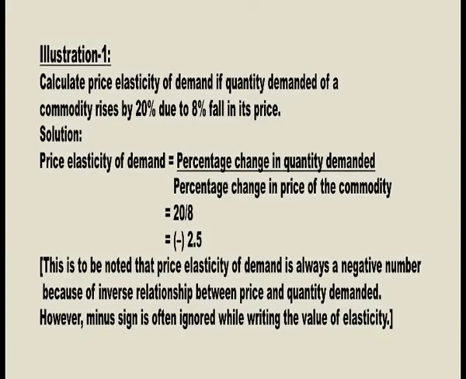Now, we can have an example here. Calculate price elasticity of demand if quantity demanded of a commodity rises by 20% due to 8% fall in its price. We can calculate it like this. Price elasticity of demand is equal to percentage change in quantity demanded divided by percentage change in price of the commodity. So, we get 20 divided by 8, it is minus 2.5.